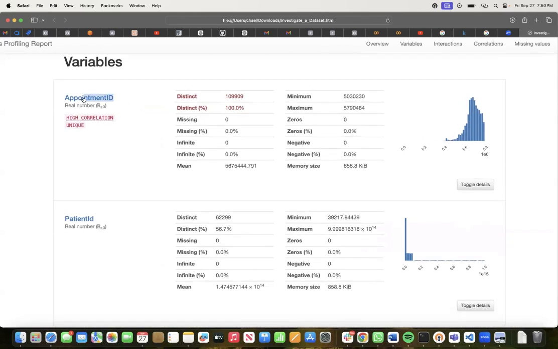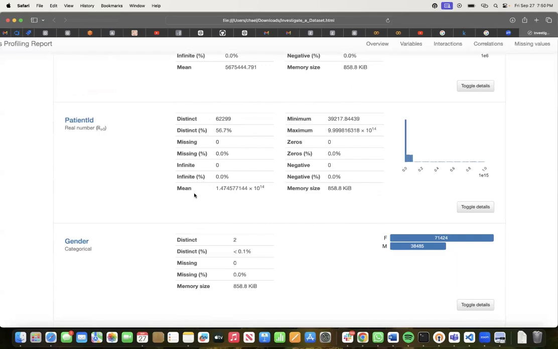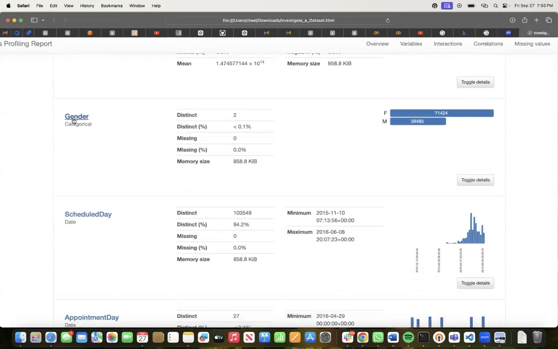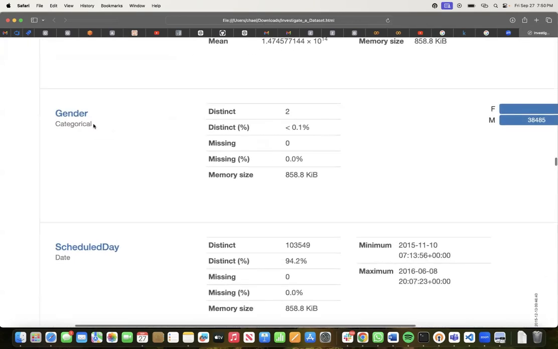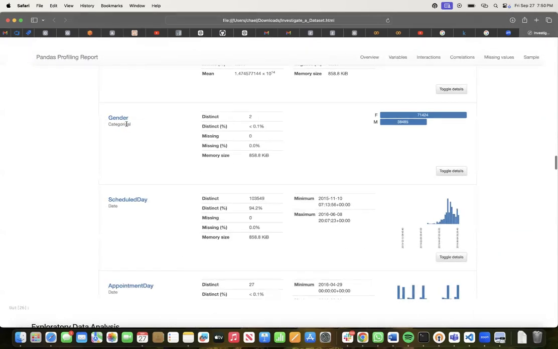So appointment ID is basically an ID field, so there's nothing to learn from there. But then let's look at gender. So gender here has 2 values. So there's an example of a categorical variable. Now this puts down here that it is categorical. This is what I've been trying to explain all this while. That data of this form, where you have distinct values, are what we call categorical.